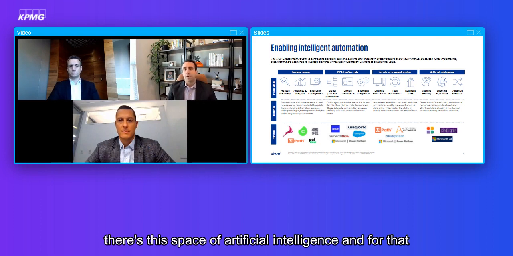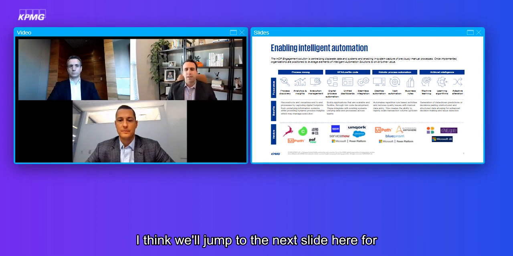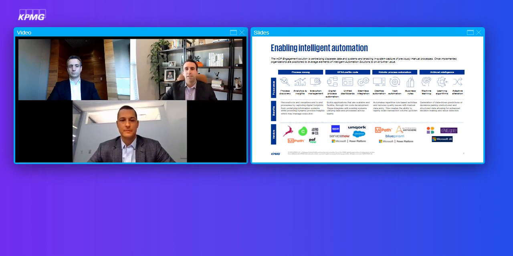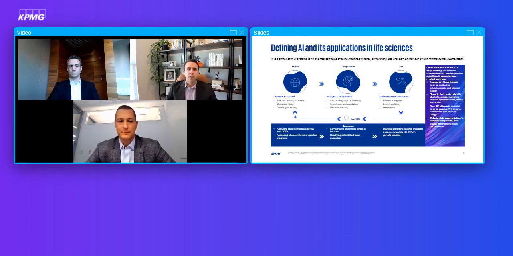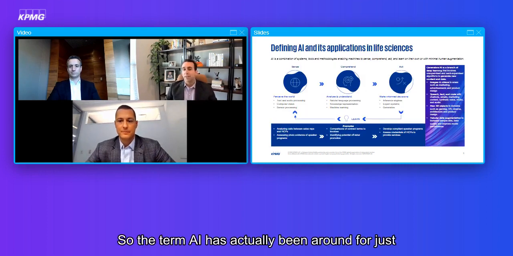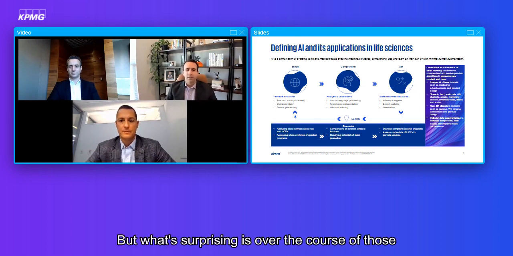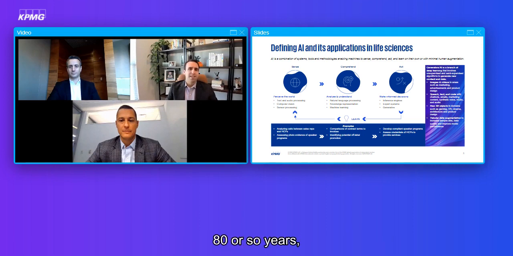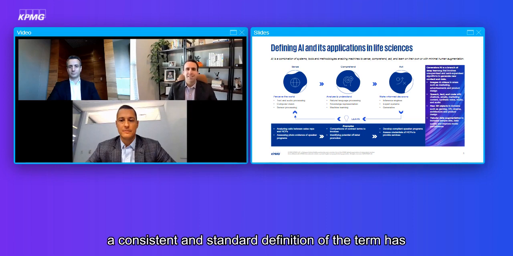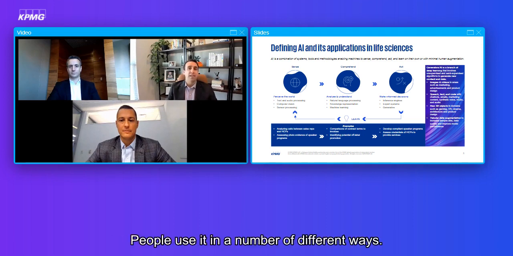Lastly, there's the space of artificial intelligence. And for that, I think we'll jump to the next slide here for a bit of a deep dive. So the term AI has actually been around for just about 80 years now. I think first coined in 1955. But what's surprising is over the course of those 80 or so years, a consistent and standard definition of the term has never really taken off. People use it in a number of different ways.